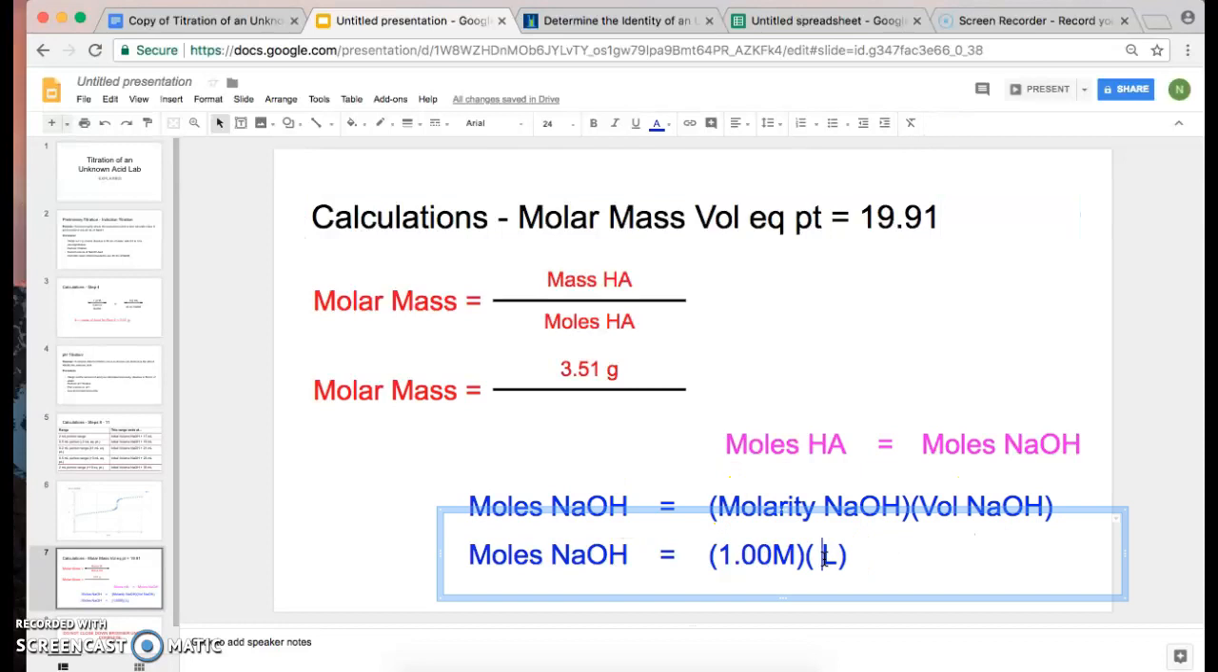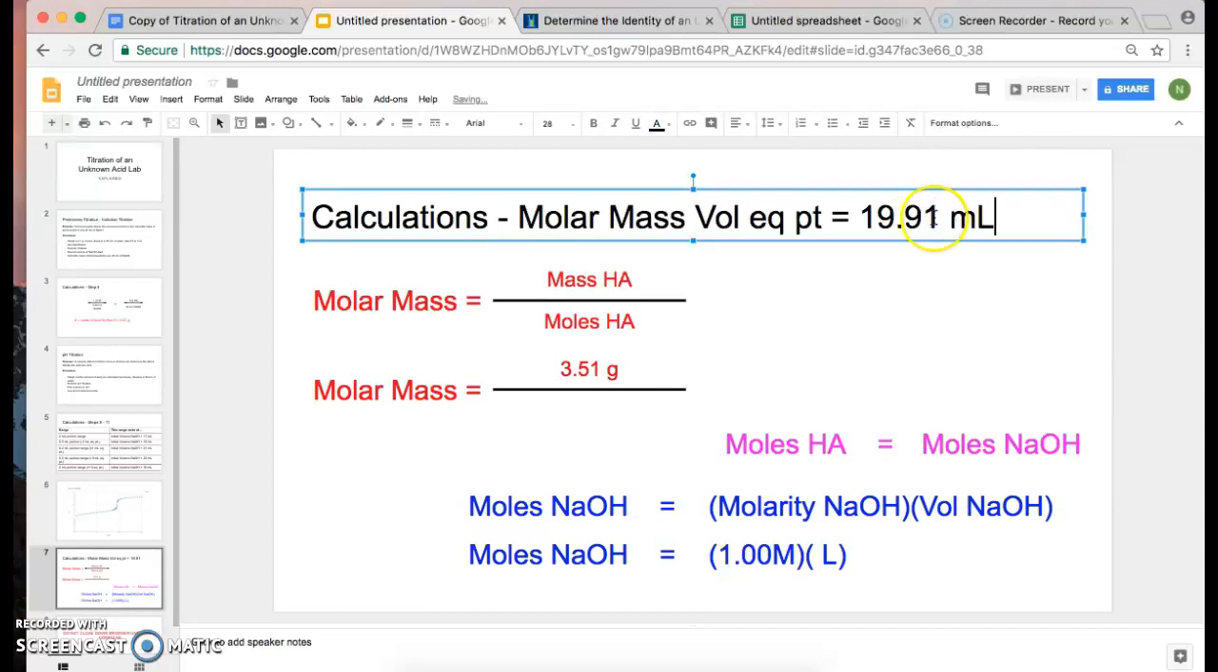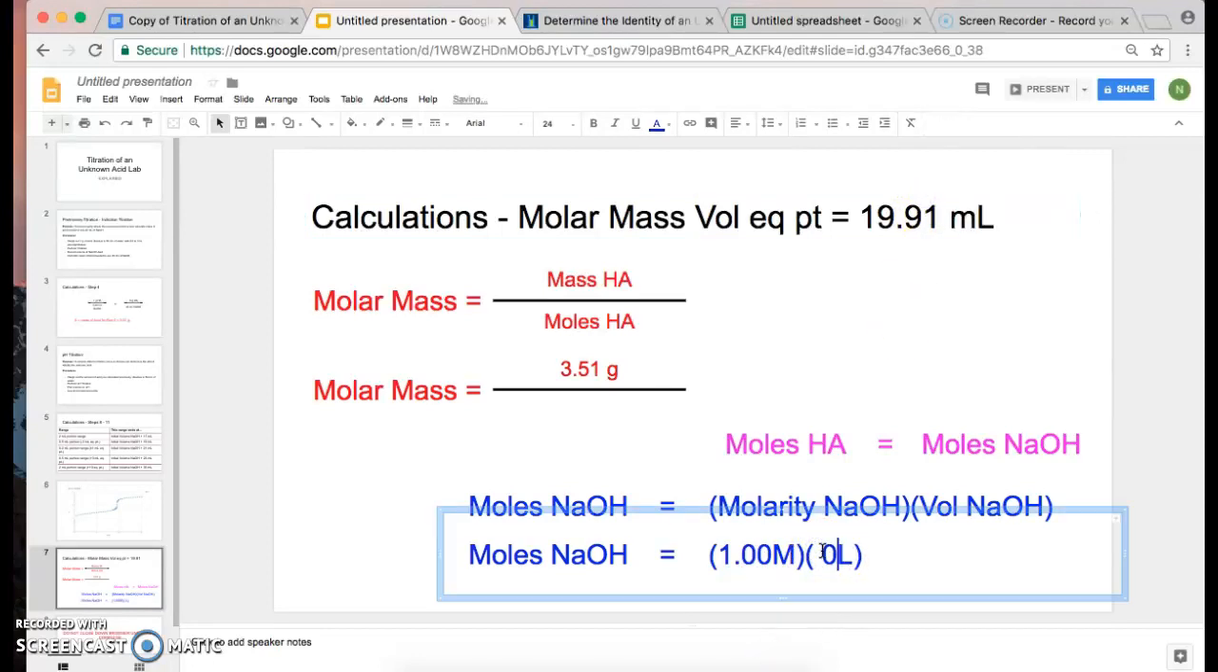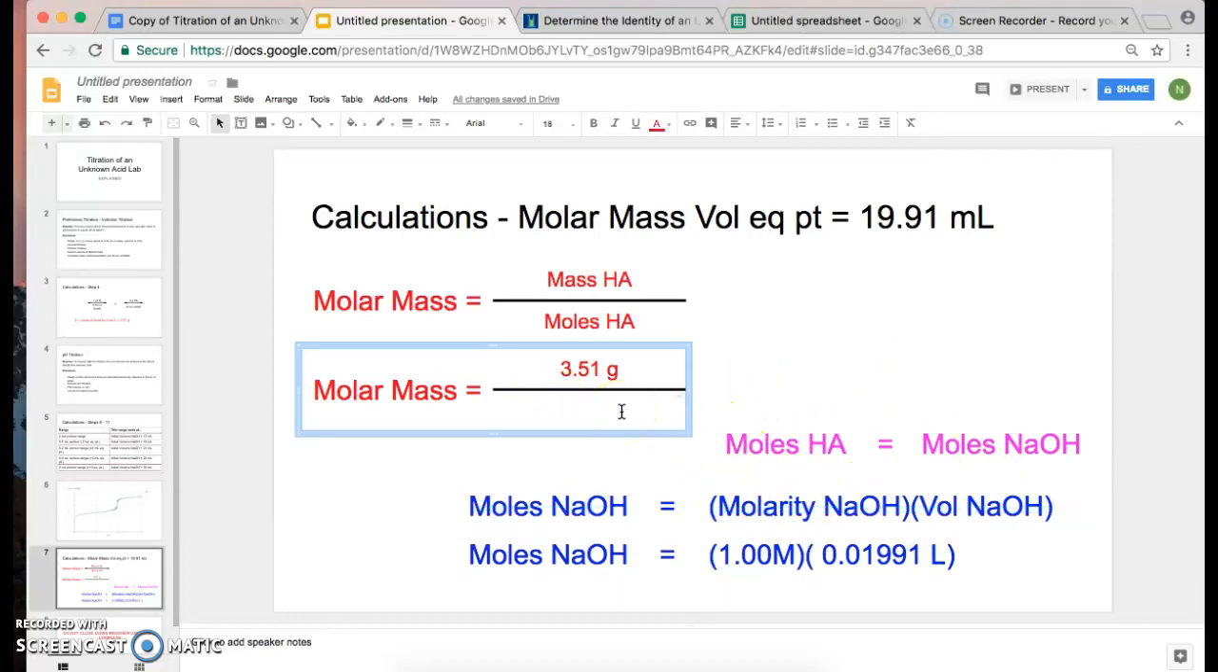So I type in the volume, but I need it in liters, and right now this is in milliliters. If I convert that to liters, I have 0.01991 liters. When I multiply this out, I get that the moles of sodium hydroxide is 0.01991, and that means that will be the moles of the acid. So I can go ahead and type that in here.